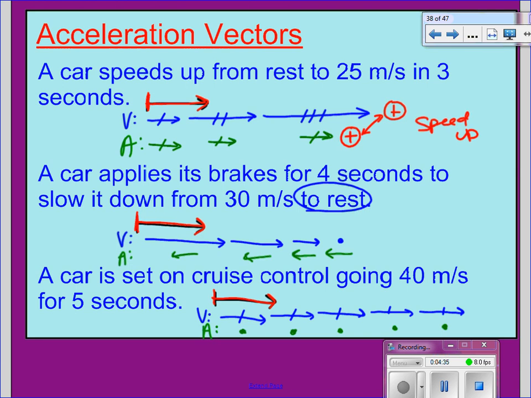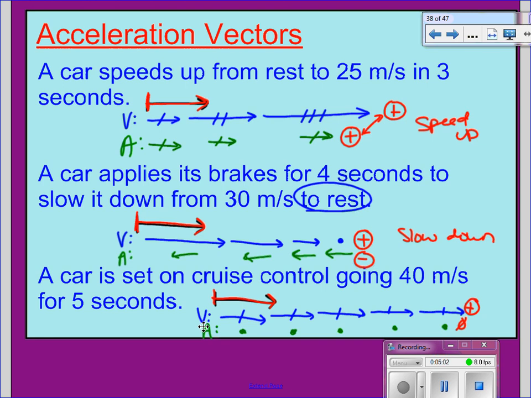And that's actually what was happening in the first scenario. In the second problem, the velocity was still facing the right, so velocity was positive. But notice the acceleration was going the opposite direction, and so it was negative. When their signs are opposite, that is when the object is slowing down. And then obviously, since velocity is positive in the last one, and acceleration was 0, that just means the object is still moving at a constant velocity.